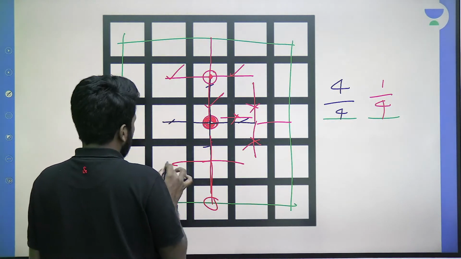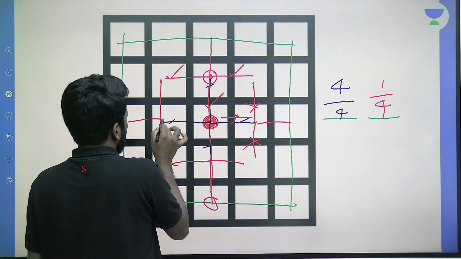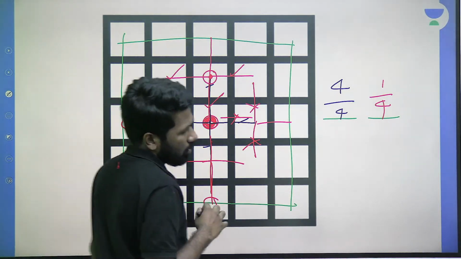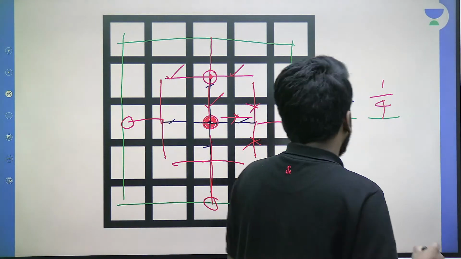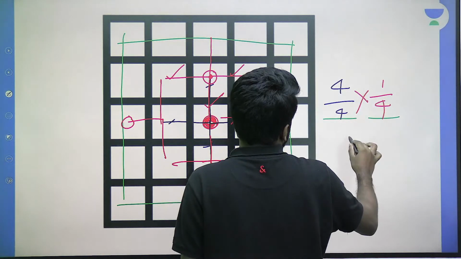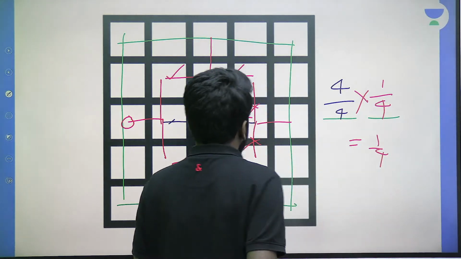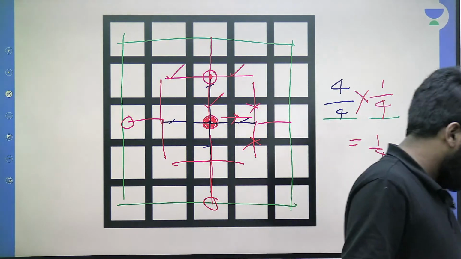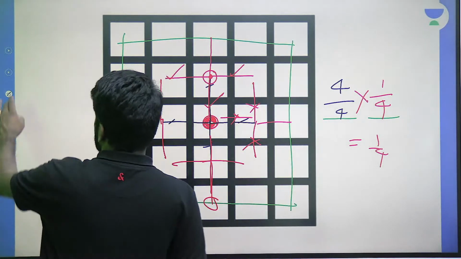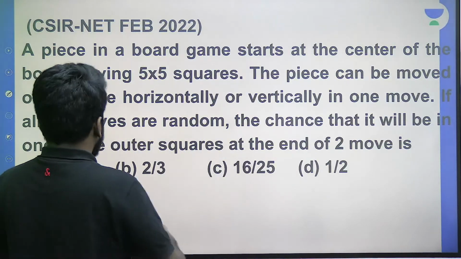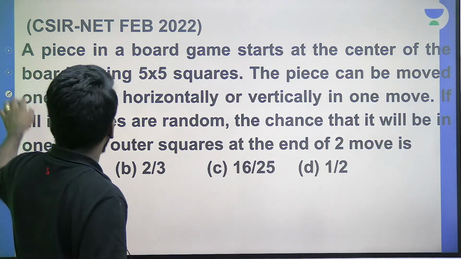This is the only required outcome. Same here also, this is the only required outcome. Did you all understand? Using the fundamental principle of counting, we can say 4 by 4 into 1 by 4. 1 by 4 is the answer. All of you understood? So option A, 1 by 4 will be the answer.